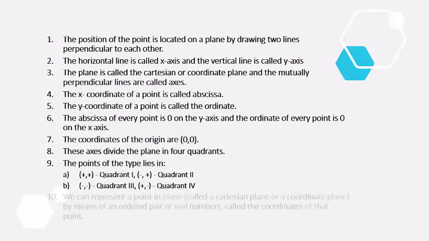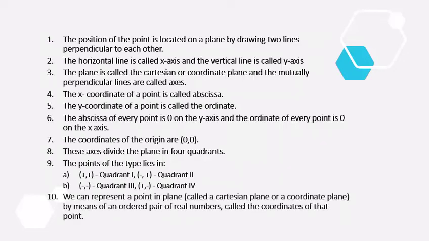Last but not the least, we can represent a point in a plane called a Cartesian plane or a coordinate plane by means of an ordered pair of real numbers called the coordinates of that point. How do we represent a point on a plane? With the help of two real numbers. The real numbers will change according to the position, right? Which quadrant it lies in. And these numbers are called coordinates of that point.